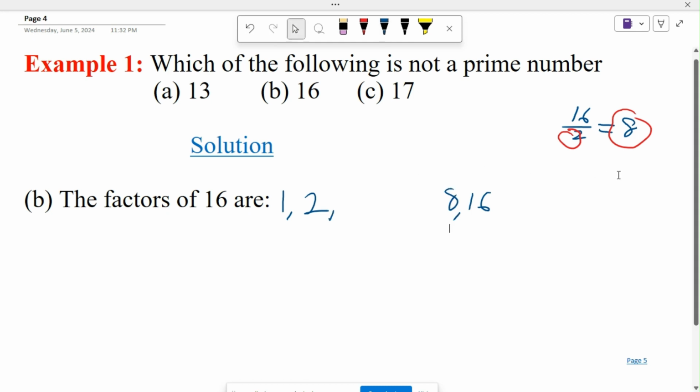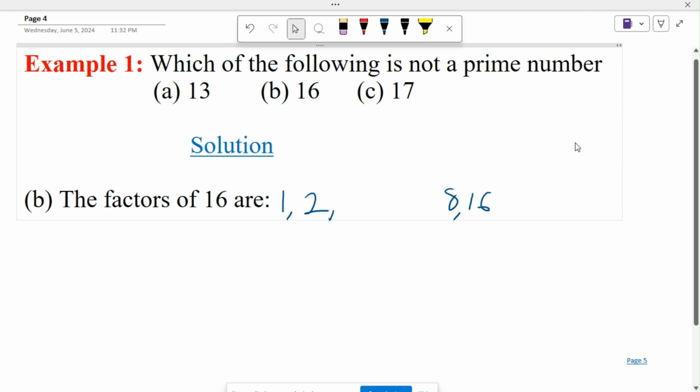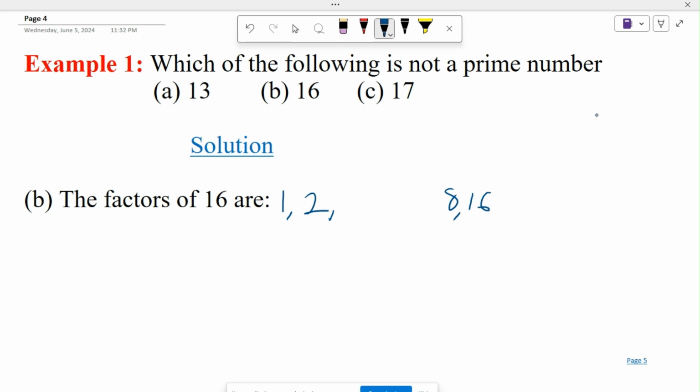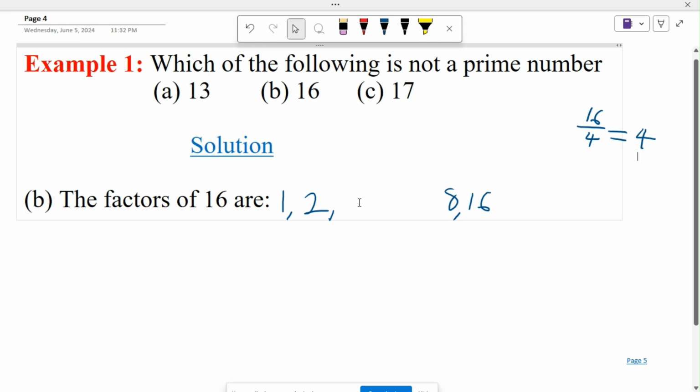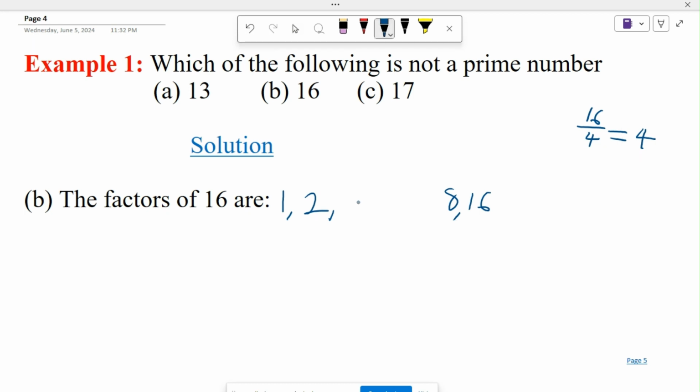If you attempt dividing 16 by 3, it will not go exactly, rather it will leave a fractional or decimal part. Then if you test 4, let's test 4. If you attempt dividing 16 by 4, our outcome will be 4. Since we have 4, 4, then I'll just write only 1. I will not repeat 4 twice. So I have 4.